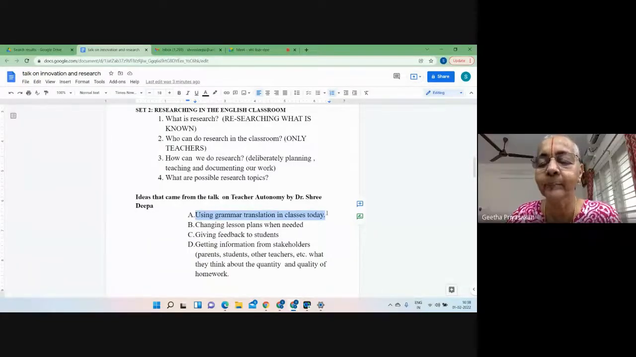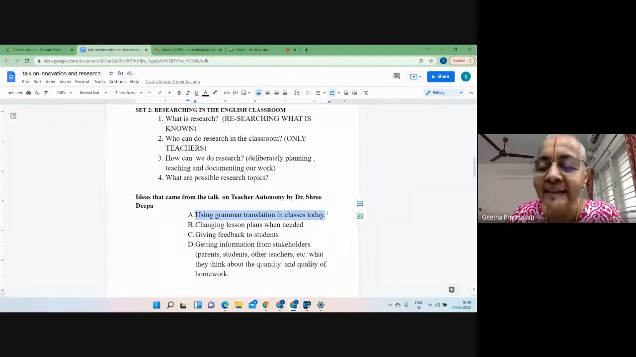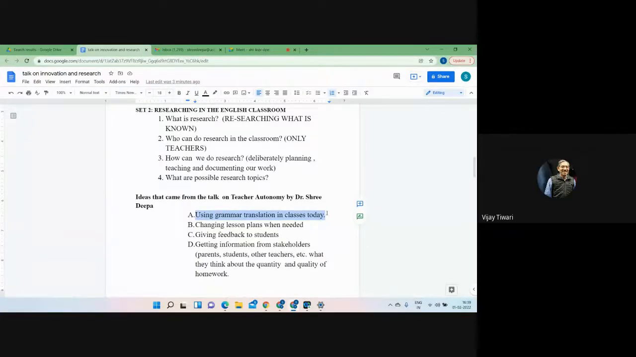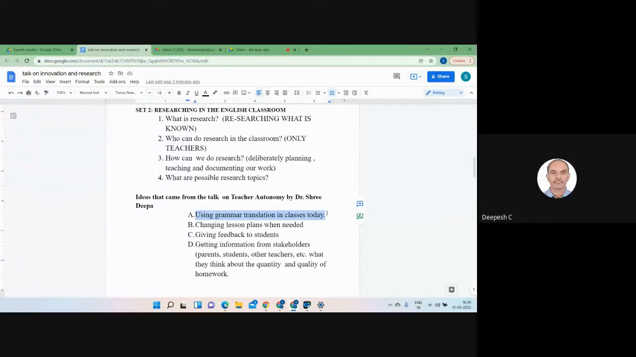No, we have been doing this, but we have not documented it. Exactly. I'm saying, we have a gut feeling that what we are doing will work. We learn to document it and present it. It becomes research. That is all. There is nothing more complicated about research work. Okay, ma'am. Okay, thank you.